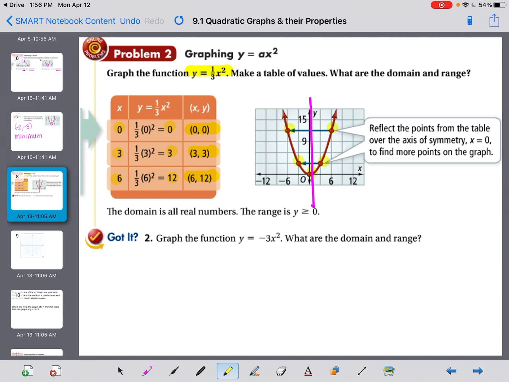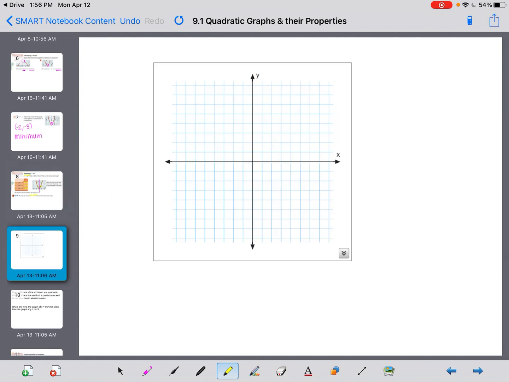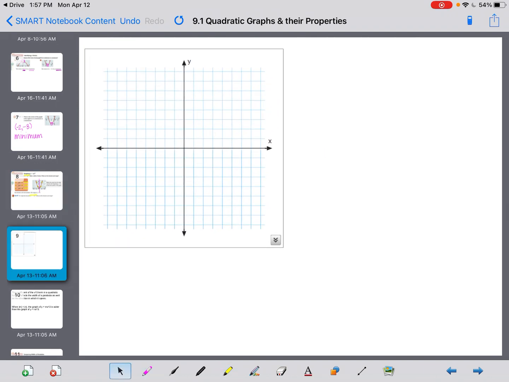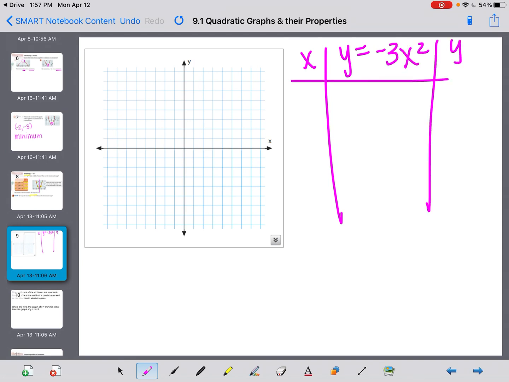All right, so if we're going to graph one of these, the second one says y equals negative 3x to the second power. Let's do that over here. X, y equals negative 3x to the second power, with a y value over here. Okay, so I'm gonna pick 0, 1, and 2 just to be simple.